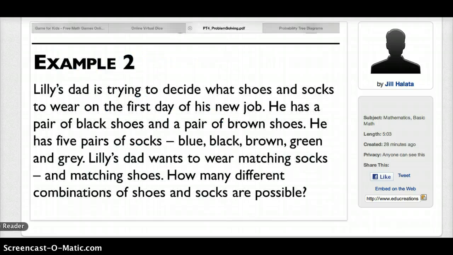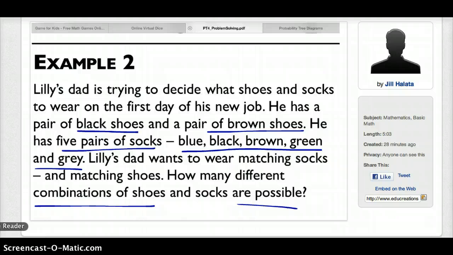All right, let's look at this one. It says Lily's dad is trying to decide what shoes and socks to wear on the first day of his new job. He has a pair of black shoes and a pair of brown shoes. He has 5 pairs of socks: blue, black, brown, green, and gray. He wants to wear matching socks and matching shoes. How many different combinations are possible?